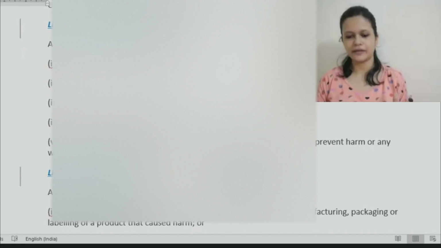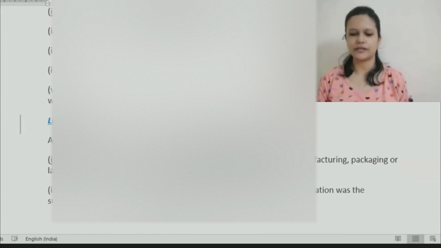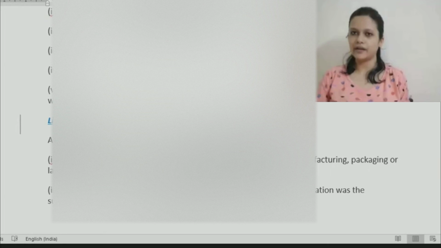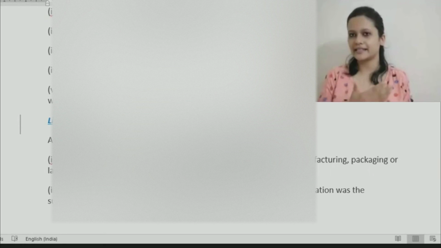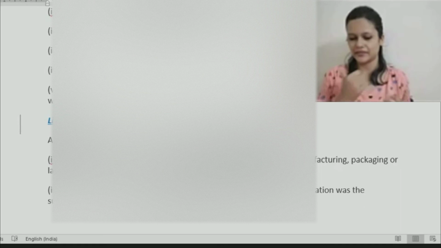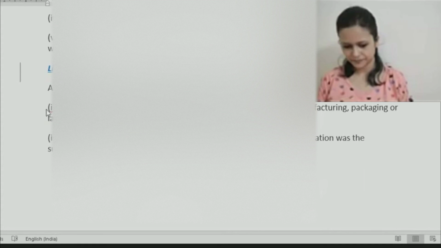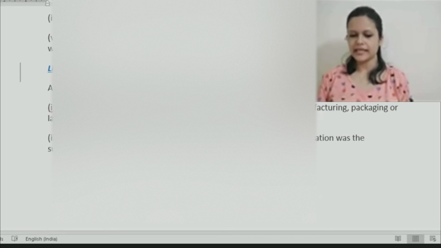Okay, so these are the cases against the manufacturer. Second one is the product seller. Where all can we file a case against the seller also? Under this head, product liability: if he has exercised substantial control over designing, testing, manufacturing, packaging, or labeling of the product that caused harm.